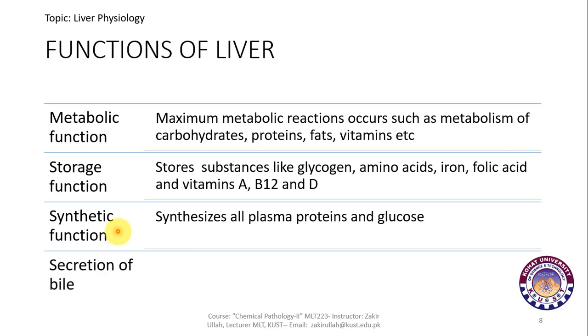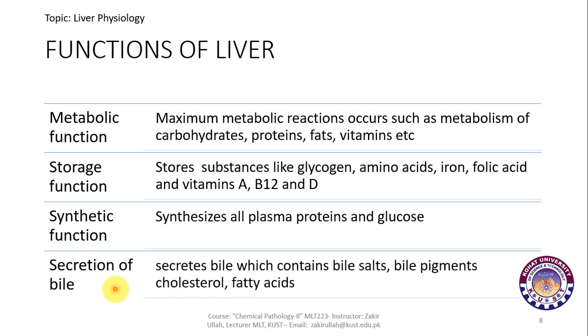The next function of the liver is the secretion of bile. So, liver secretes bile, and bile is a liquid which contains bile salts, bile pigments, cholesterol, fatty acids and other minor substances. So, these are the major components of the bile which is being secreted by the liver.